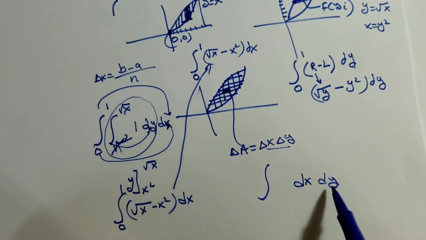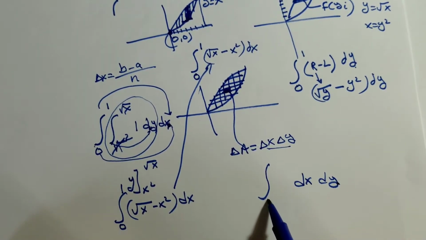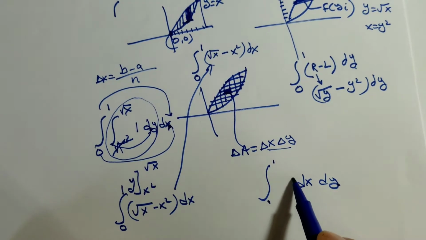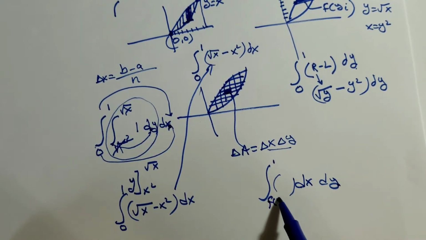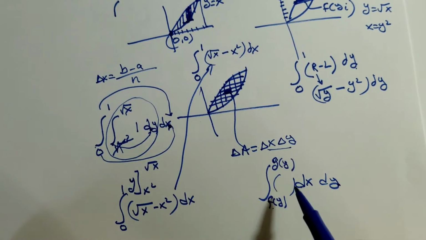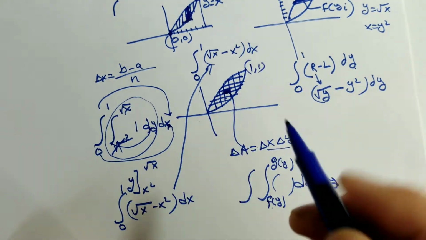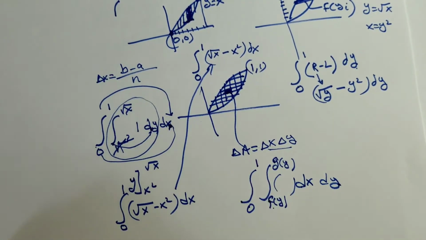Therefore, because the outside is a function of y, the lower limit with respect to x has to be a function of y. Therefore, I call this one f of y, I call this one g of y. And your y is fixed. Still, the point of intersection is 1 and 1. Therefore, you make your y fixed.